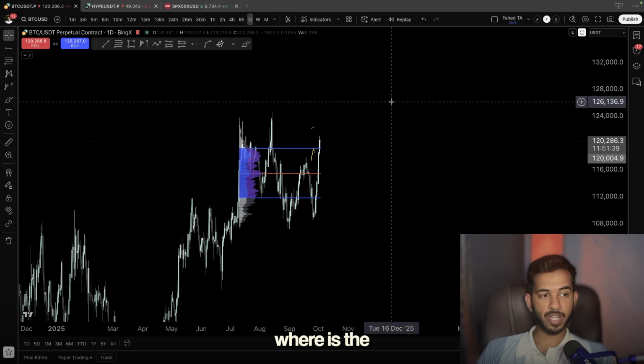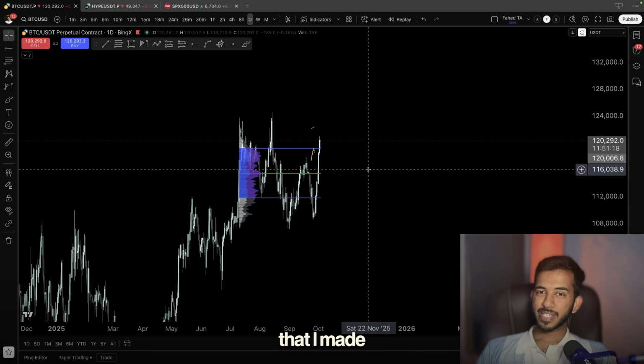I used to find out where is the maximum volume, where there are low volume nodes, which are the most important levels on the basis of volume. I used to mark them on my chart, and only then I used to come on the smaller time frame for trading and confirmations. And the last mistake that I made was overcomplicating the chart.